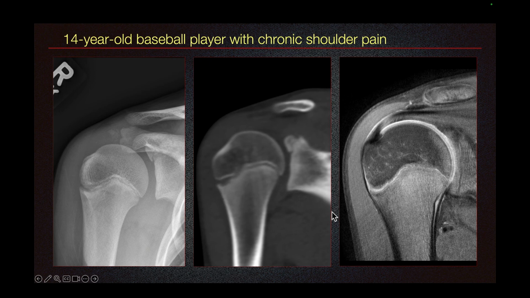We also have a non-contrast MRI and we can see the increased signal of the growth plate laterally while the medial growth plate is normal. So this is an example of little leaguer's shoulder. MRI with contrast is not helpful in diagnosis of little leaguer's shoulder.